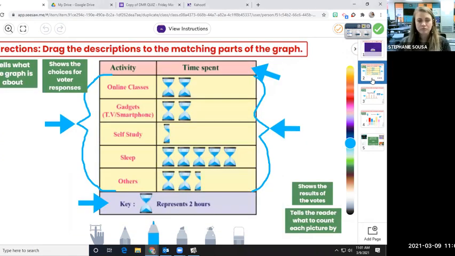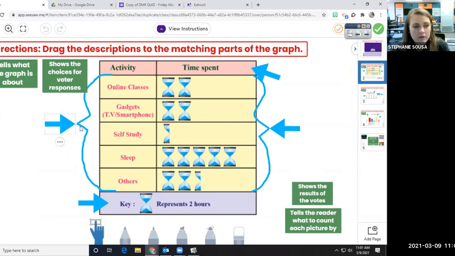Slide 2. Directions are drag the descriptions to the matching parts of the graph, okay? So we have 4 arrows. These arrows are pointing to different parts of the graph. We have an arrow on the left, on the bottom left, at the top, and on the right, encompassing the hourglasses. This is a picture graph. This right here is pointing to online classes, gadgets, TV, smartphone, self-study, sleep, and others. These are ways that people spent their time.